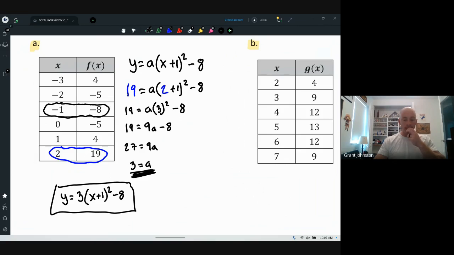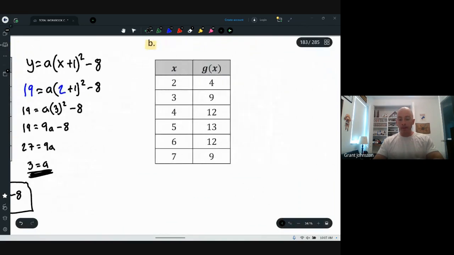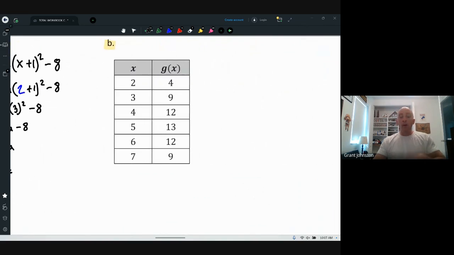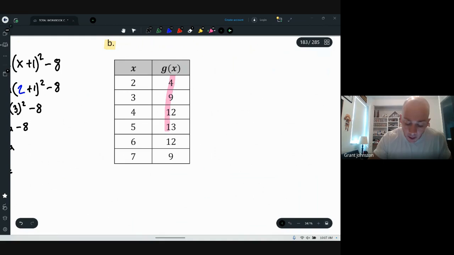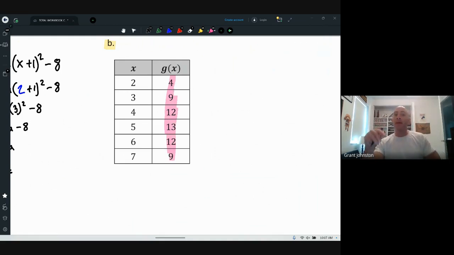Okay. Let me show you B. So I'm going to find the vertex. So it looks like it goes 4, 9. I'm looking at these values. Remember, the vertex is where it changes from increasing to decreasing or decreasing to increasing, right?